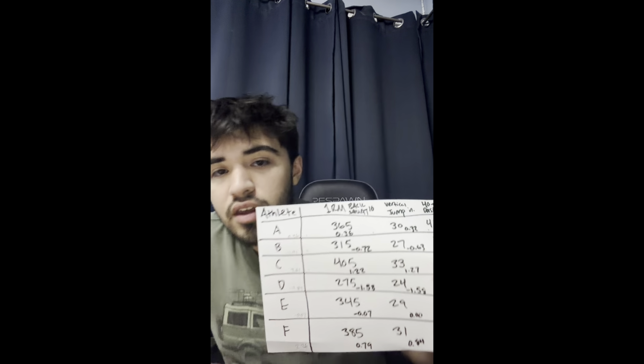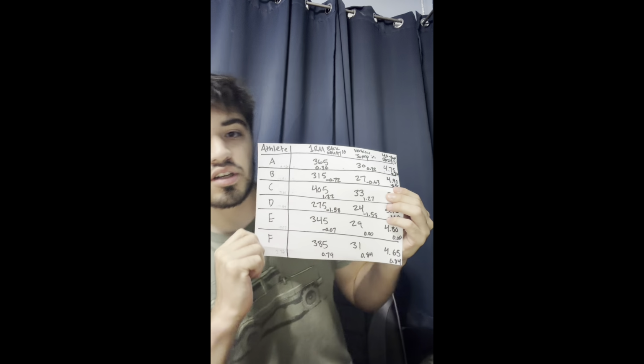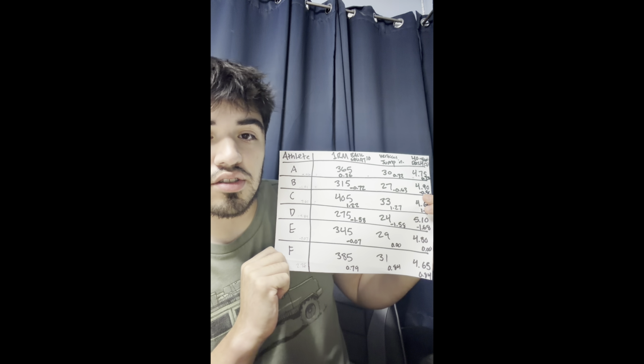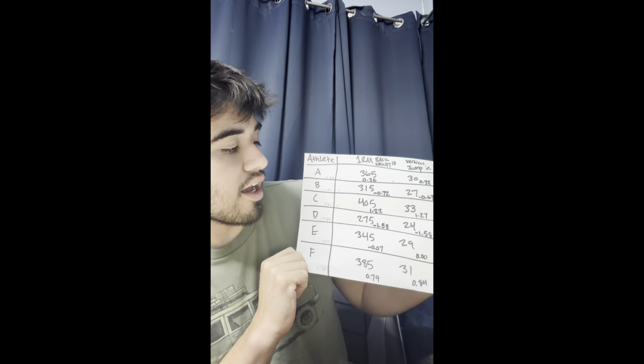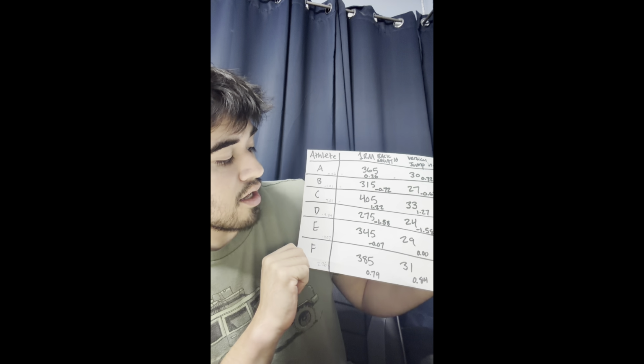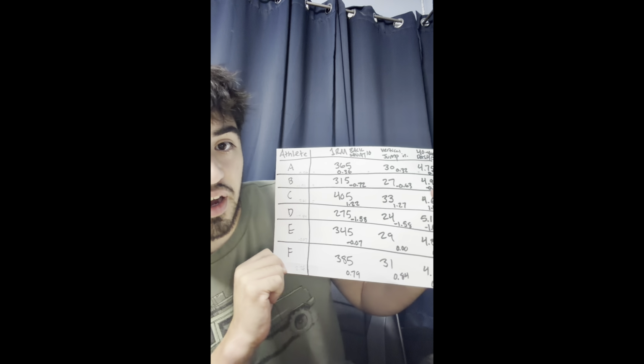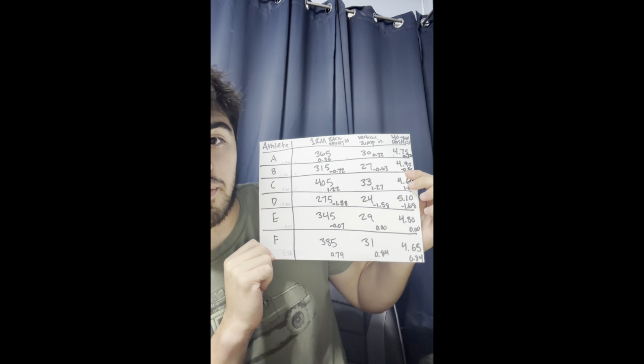For athlete A, he had a 1 rep max on the back squat of 365 pounds. Athlete B had 315 pounds. Athlete C had 405 pounds. Athlete D had 275 pounds. Athlete E had 345 pounds. And athlete F had 385 pounds.